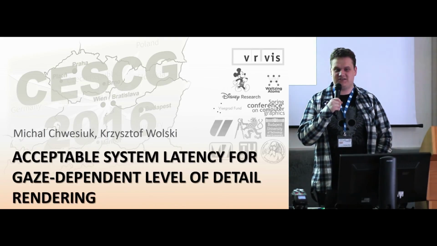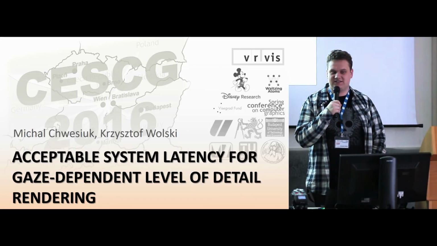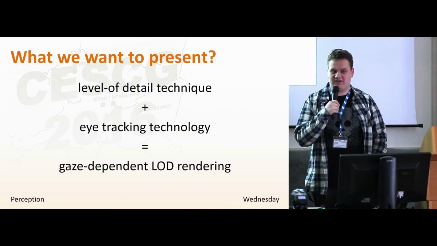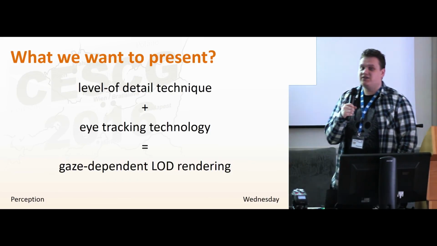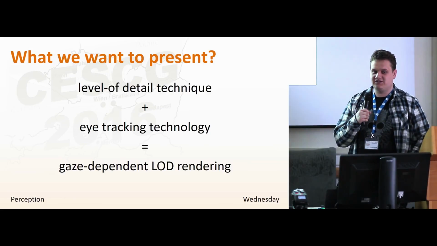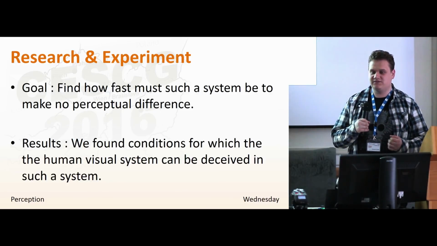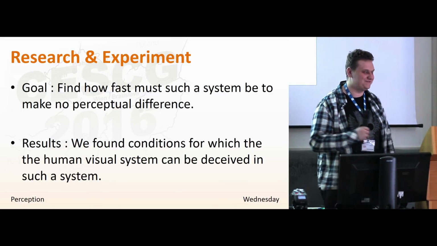I'm Michał Chwesiuk from Szczecin, and I will talk about acceptable system latency for gaze-dependent level of detail rendering. The human eye is the fastest organ in our body, but it can be faked, so we can use its imperfections to speed up rendering. If you want to know how to do this, please come to my talk. Thank you.